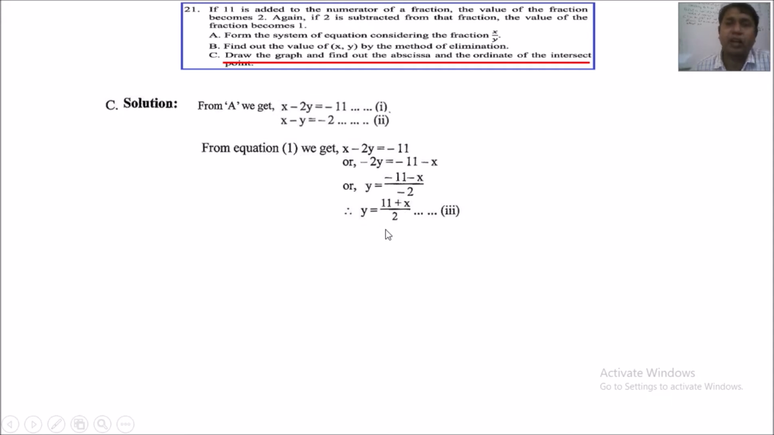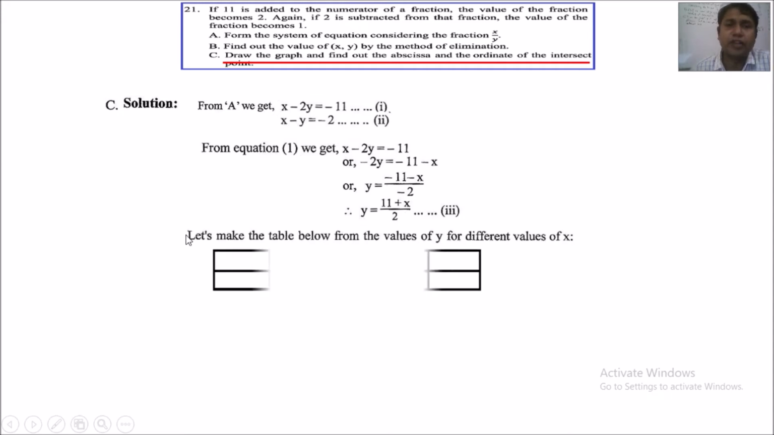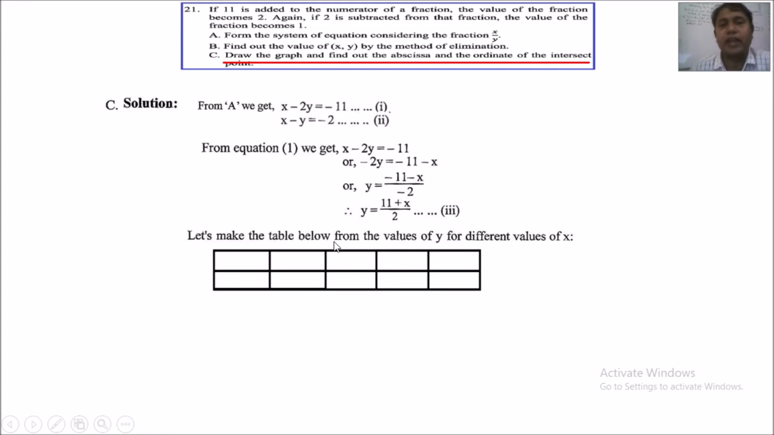Now from this equation, we are going to make a table below from the values of y for different values of x. So if you put the value of x equal to 1, you will get a value of y. If you put the value of x equal to 3, you will get another value of y. So like that, this is x, this is y. At first we are going to put 3.